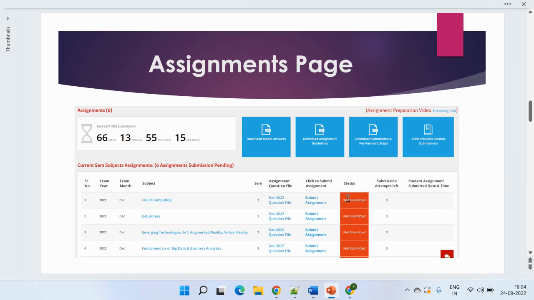Once the assignment is uploaded, the checking will be done on one particular day, like suppose after 29th of September, maybe 5th of December, or maybe 6th of December, maybe any other day in their window or in their frame.